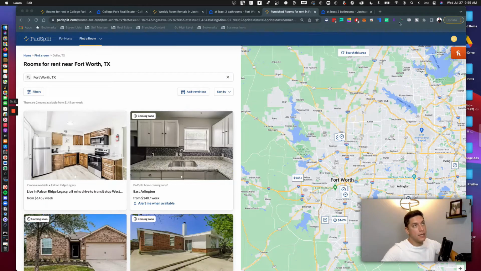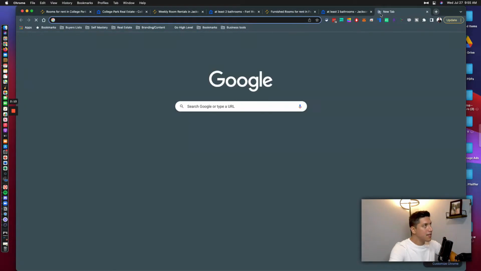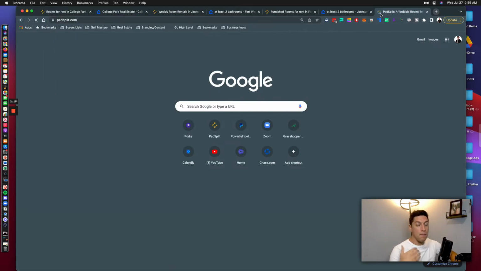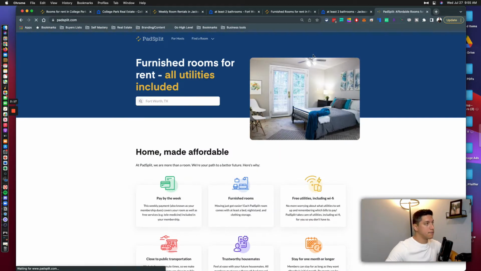So when you're approaching this model, you're going to have a different mindset than the one that I had. But having said that, I already have a few properties, so I already know how to think and what I would do when I first got into this model. So the first thing that I would do is go to padsplit.com, and you can go in there as if you are a member looking for a place, and you get to explore a little bit.